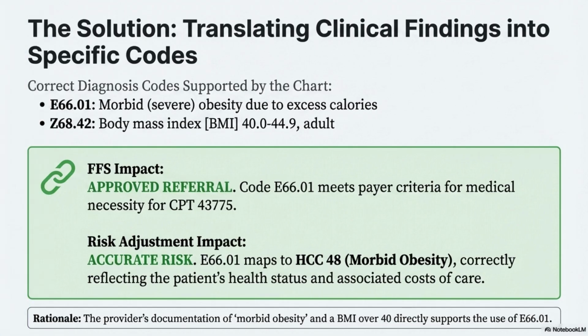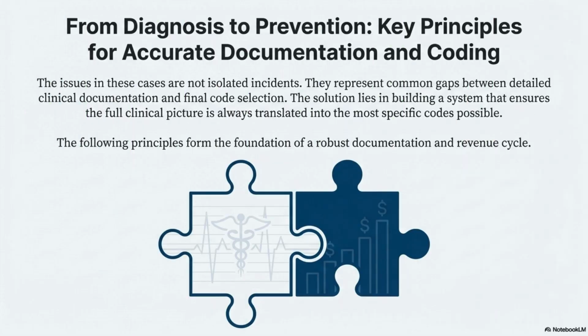The provider clearly supported morbid obesity and a BMI over 40, which aligns with the codes shown here. These codes meet payer criteria and accurately reflect the patient's severity. These two cases highlight a bigger issue, the gap between what's documented and what's coded. To close that gap, we need a system that consistently translates the full clinical picture into the most specific codes possible. That's where our key principles come in.